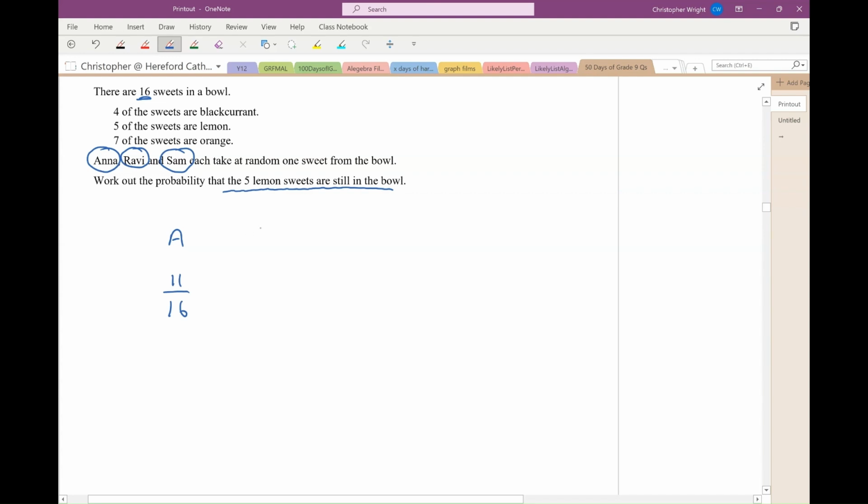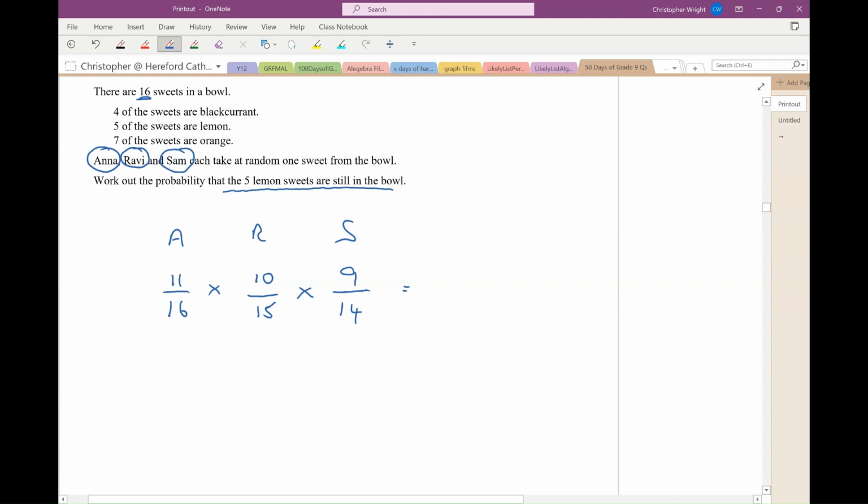Right, next we have Ravi. Now when Ravi comes up, there are only 15 sweets left in the bowl, aren't there? And assuming Anna's taken a non-lemon, then there are only 10 more non-lemons for Ravi to choose from. And now Sam steps up. There are 14 sweets left in the bowl, and 9 of them are non-lemon.